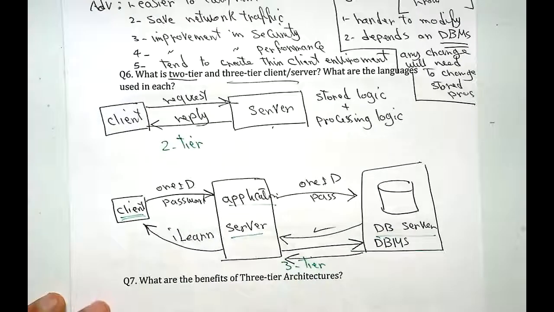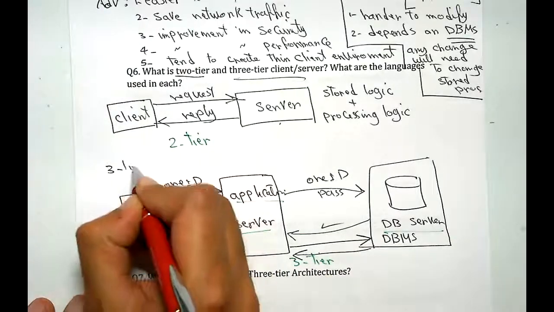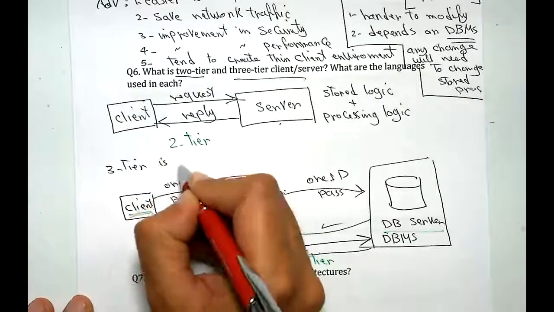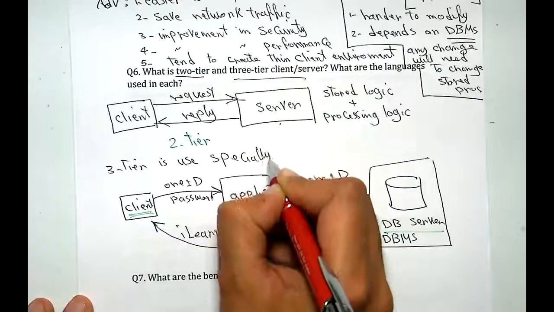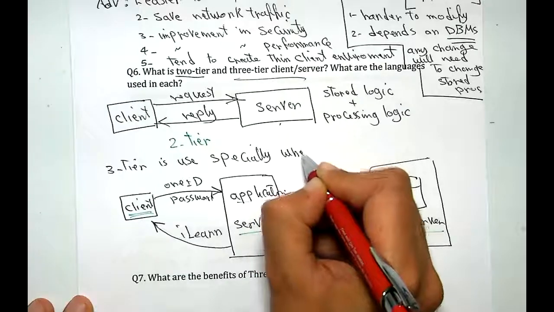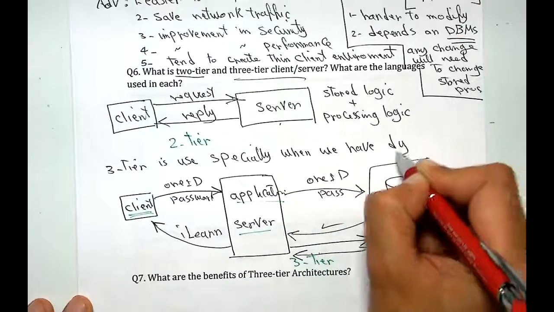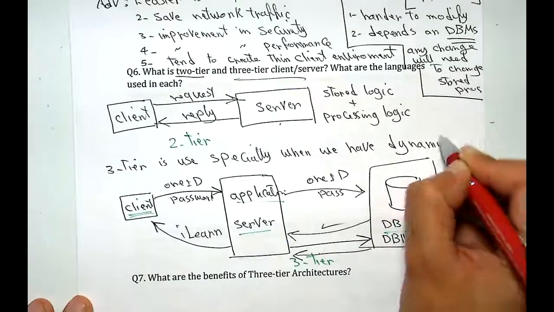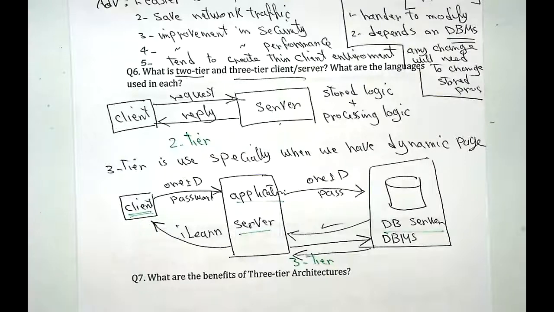So the three-tier architecture is very useful, especially when the web page is dynamic. The three-tier is used especially when we have a dynamic page. And what does dynamic page mean? What is a dynamic page?